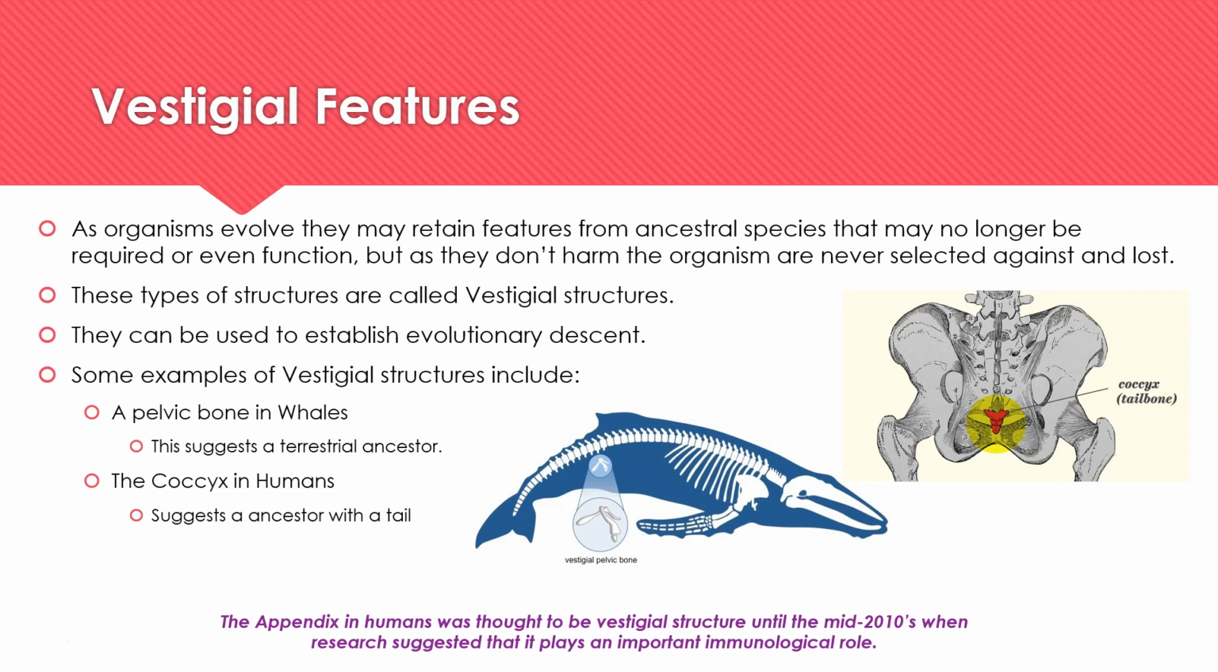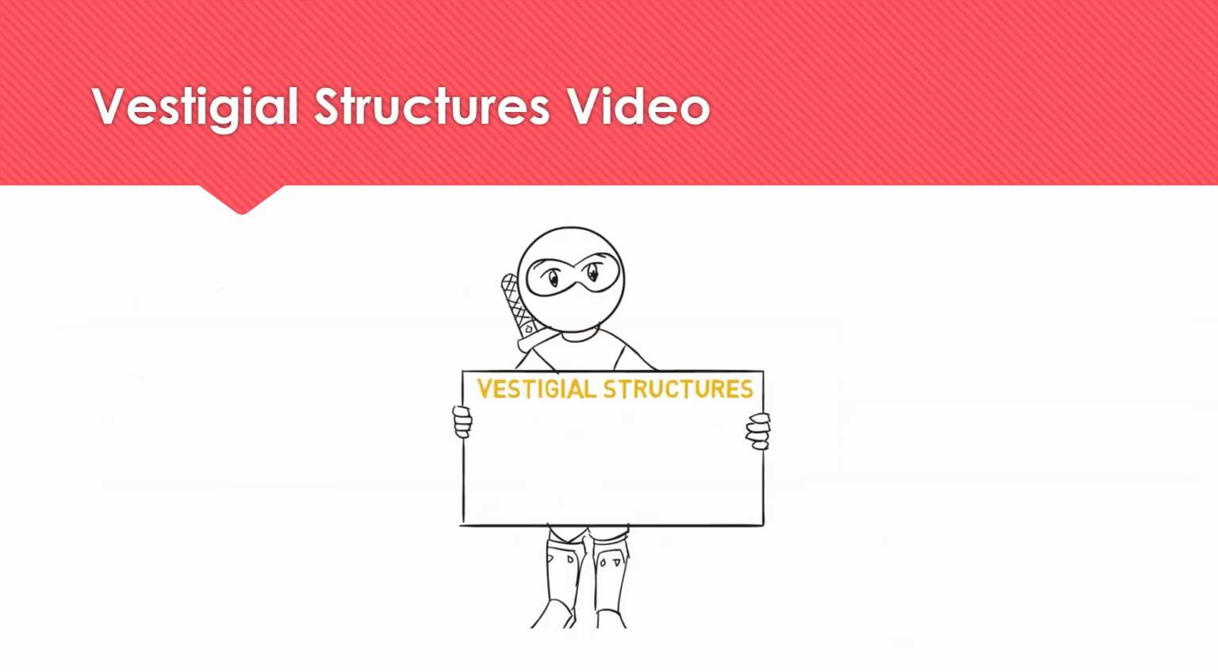You may have also heard that the appendix is considered a vestigial organ, and it was for a long time until in the mid-2010s when it was actually discovered that it played a role in the immune system, and so now we know that it's actually not vestigial because it does have an active function and is useful to humans today. So that's why the appendix is no longer considered a vestigial structure.